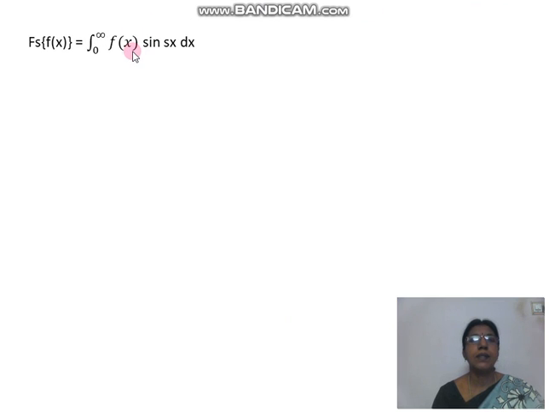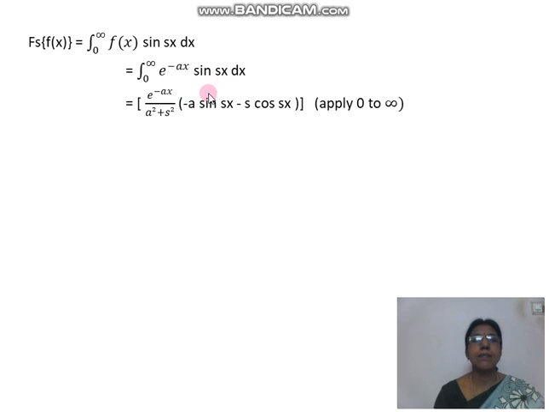Now see the sine transform of f of x. Fourier sine transform of f of x, by definition, is integral 0 to infinity f of x sin sx dx. Substitute f of x, e power minus ax. Now use the formula e power ax sin bx dx. In place of a we have minus a, in place of b we have s. Now it can be written as e power minus ax by minus a whole square plus s square, into a sin bx first: minus a sin sx minus b cos sx, where b means s cos sx. Apply limits 0 to infinity.